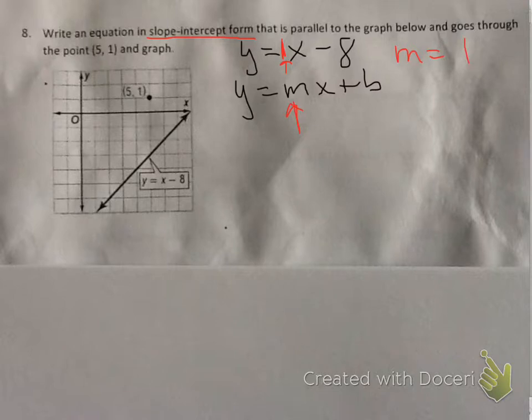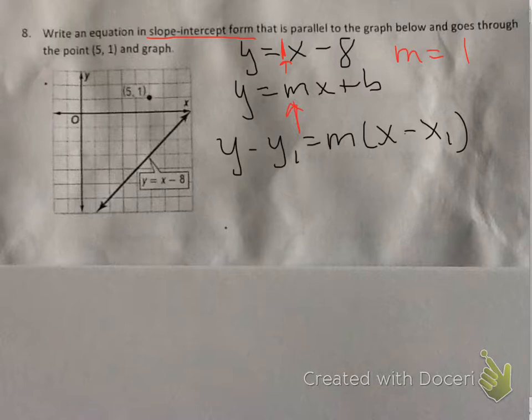Now I'm going to use the point-slope form, which is y minus y1 equals m times x minus x1. This is my point, so this is my x and y. We have to draw a line that's parallel to this but goes through that point. That's exactly what we want to do, and we've got to find out what that equation is in slope-intercept form, so y equals mx plus b form. So we're going to plug in our numbers.